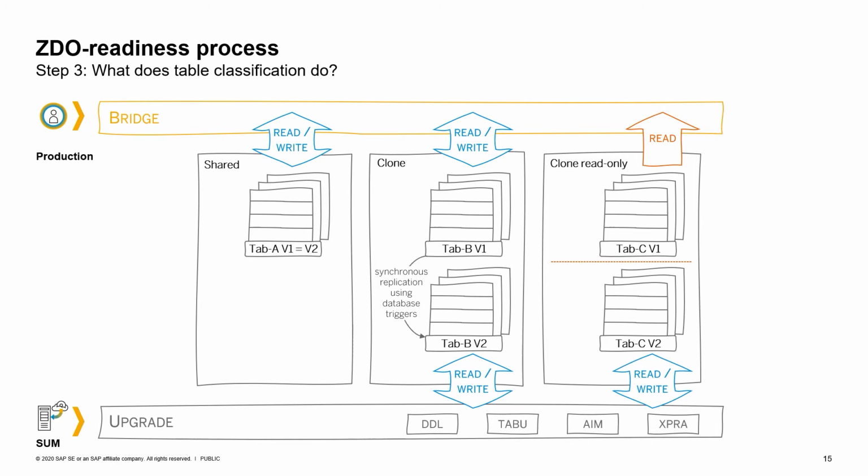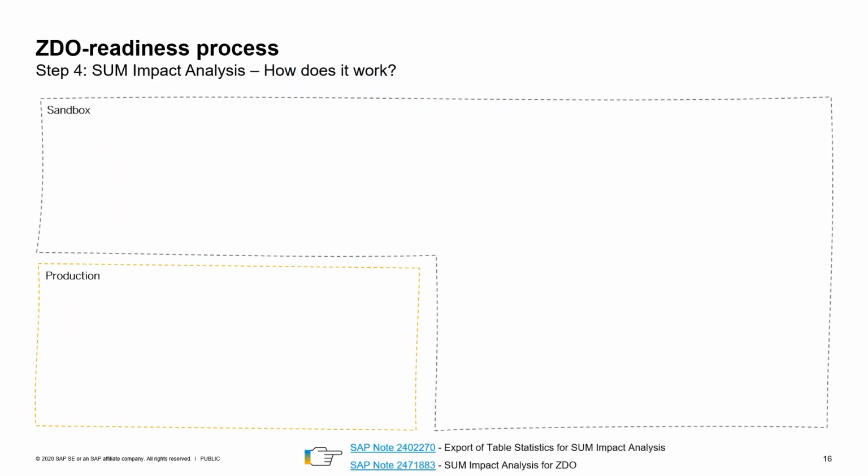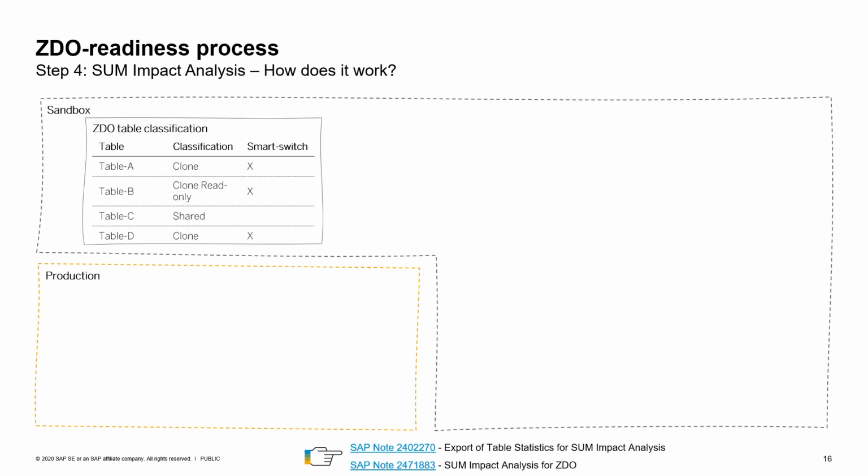Usually we assume that's just customizing tables. However, we need also to prove that there is no impact to the productive operations while running the bridge operations and while running the zero downtime upgrade. And that leads me now to step number 4, where we have a tool that has been developed some time ago. It is named impact analysis.